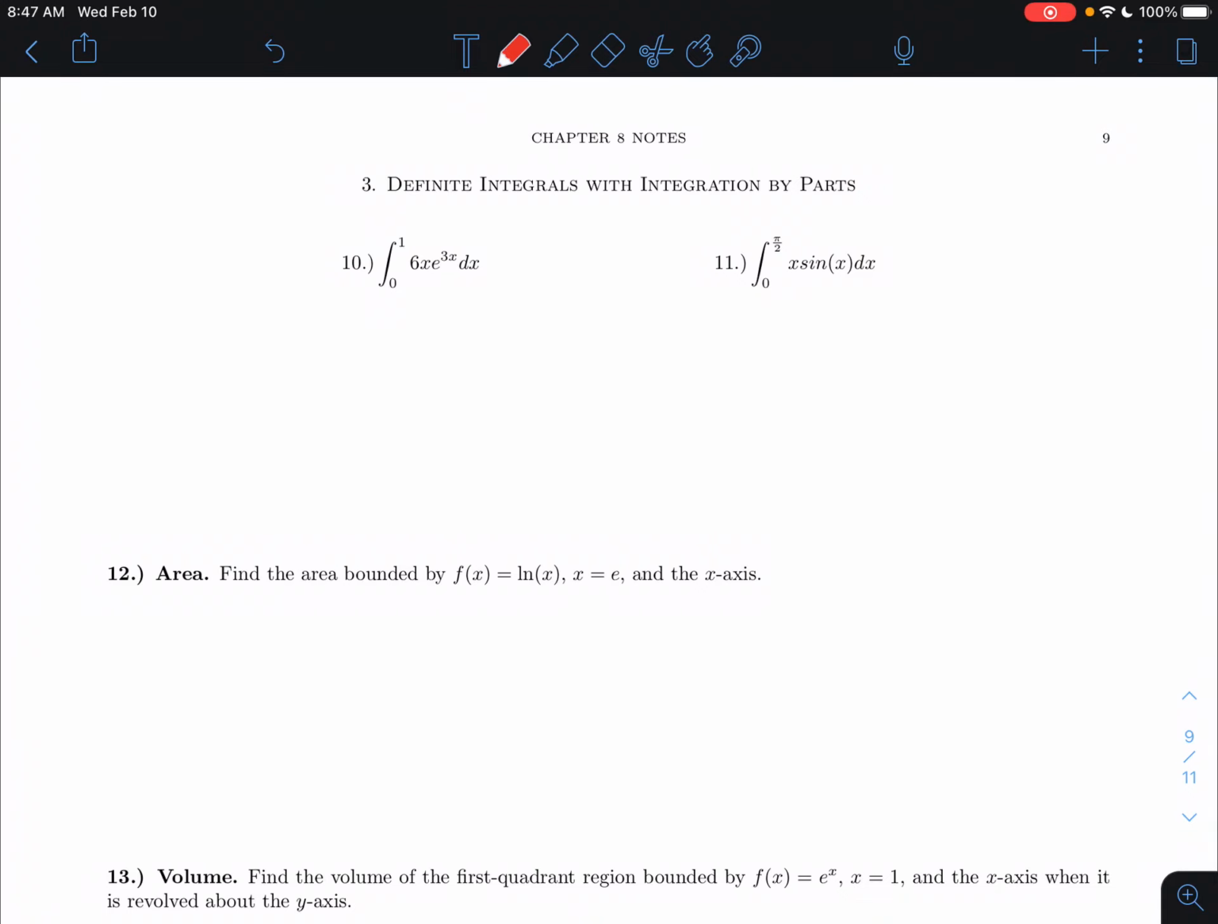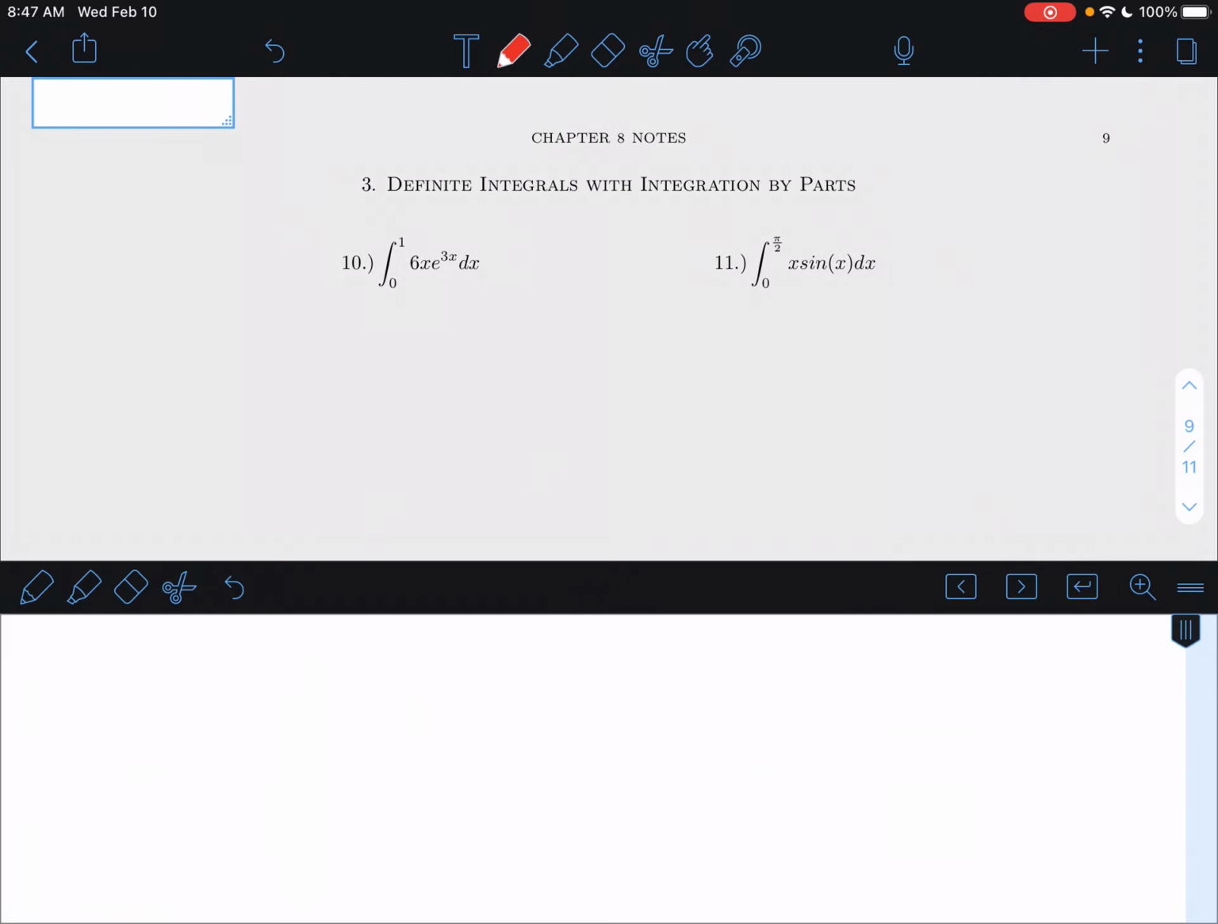Good morning, calculus. Today we're doing more with definite integrals, or more with integration by parts, but we're doing definite integrals with integration by parts. It's really just going to be the same sort of thing, except once we integrate, we just want to calculate the definite integral with certain values.